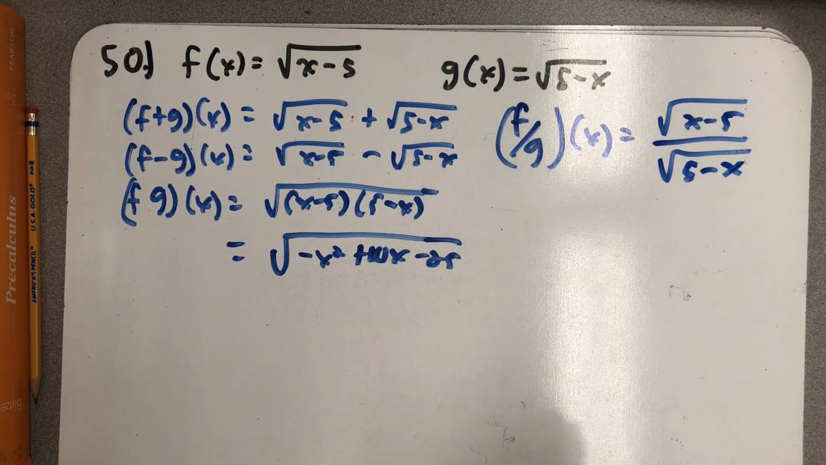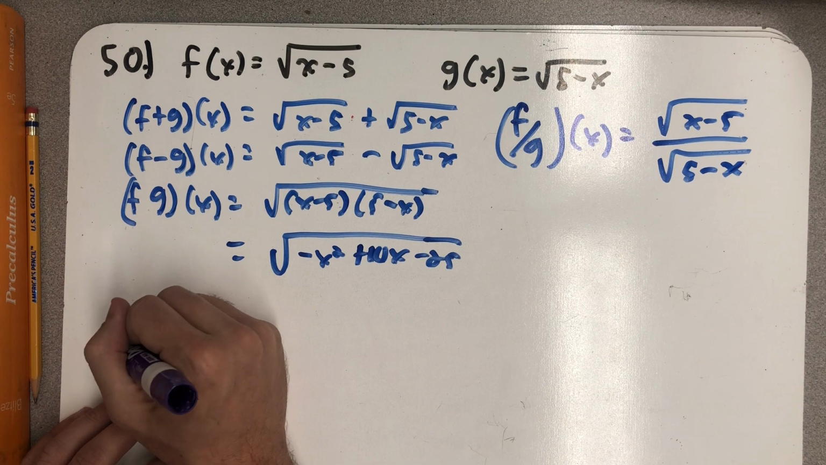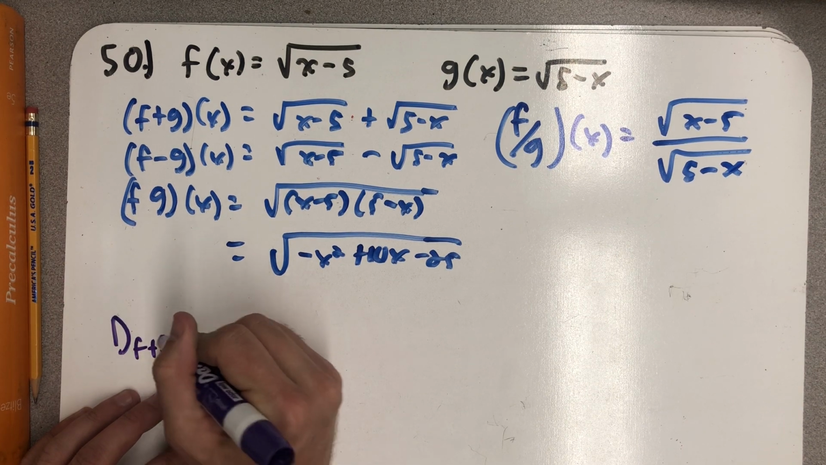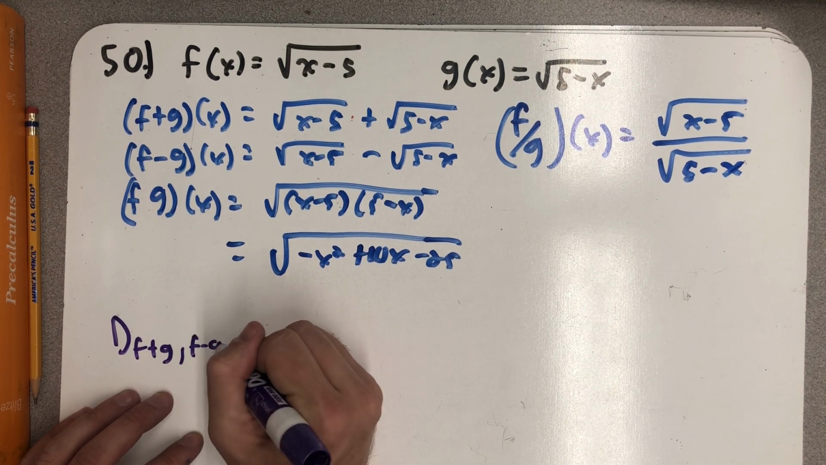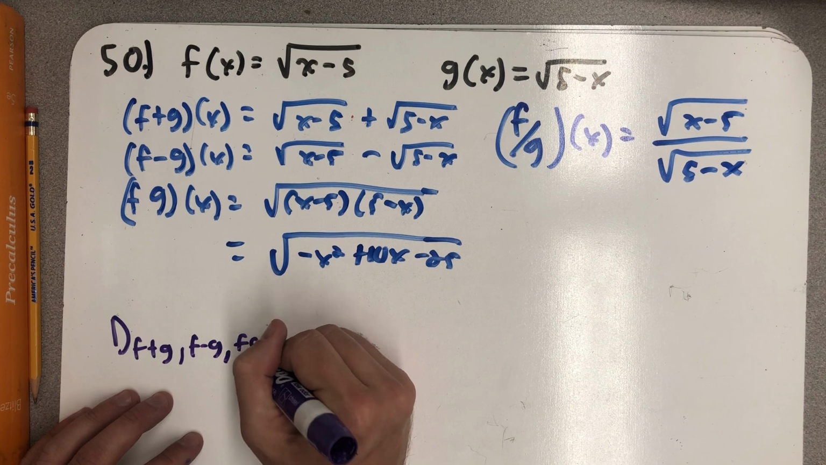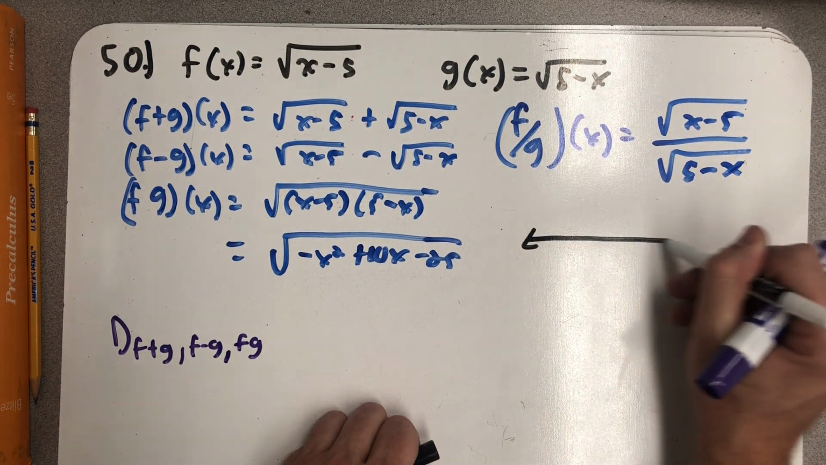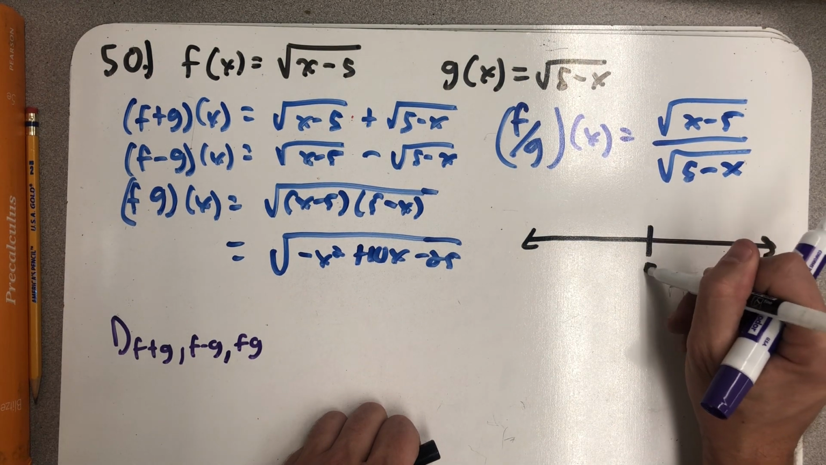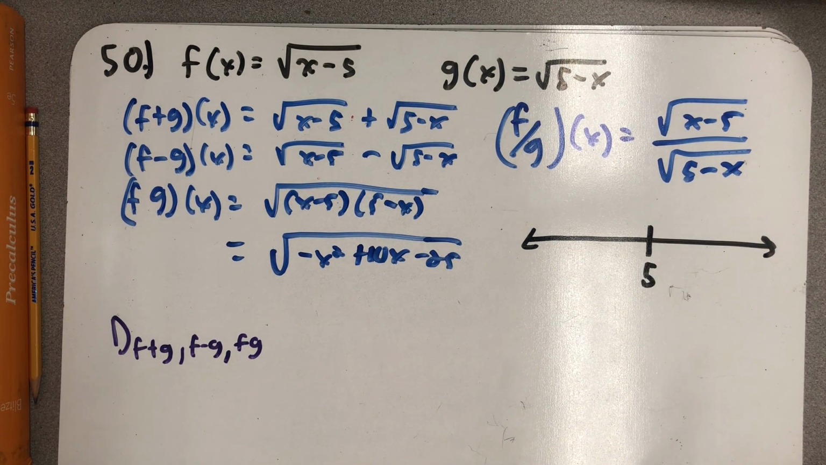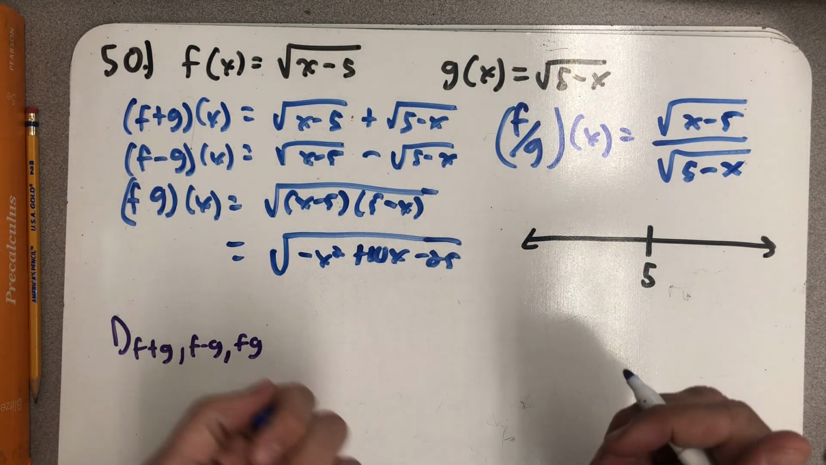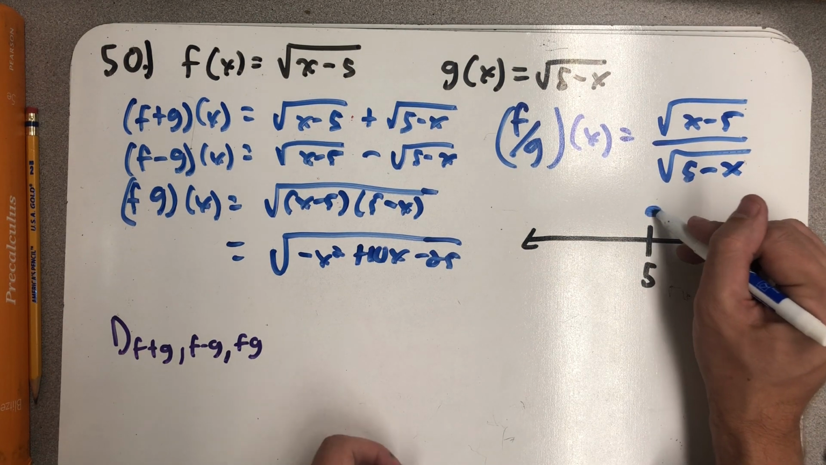All right. The domain of f plus g, f minus g, and f times g. Let's think about a little number line. I know 5 is going to play an important role. The domain of f, I need x minus 5 to be greater than or equal to 0.